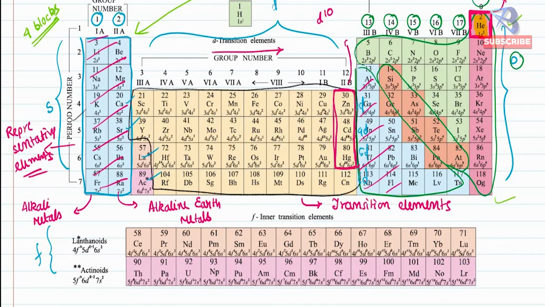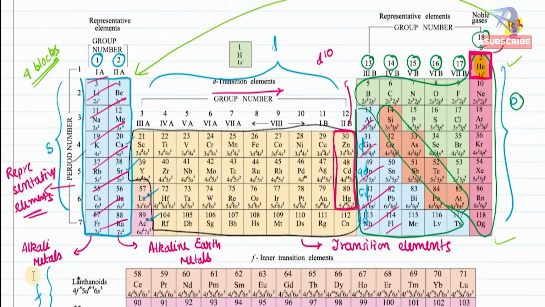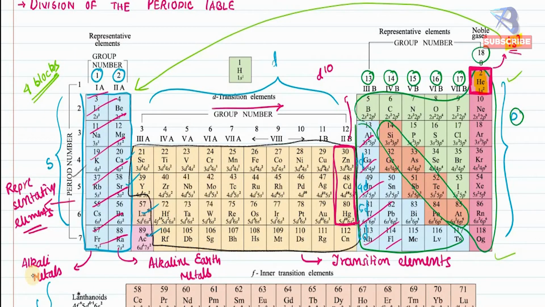Before going to the F block, there is another thing that needs to be pointed out: the position of hydrogen here. Hydrogen's electronic configuration is 1s1, which means that it should be placed here in the first group. But hydrogen also shows the properties of the 17th group elements. So there is a confusion among scientists as to whether to place it in the first group or the 17th group. Due to this controversy, it is placed outside of the periodic table as a separate element.